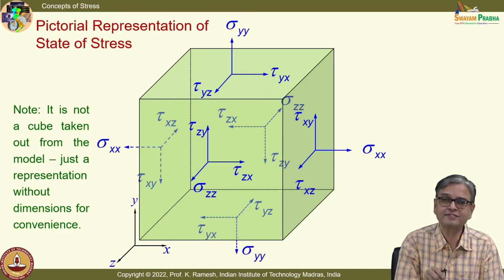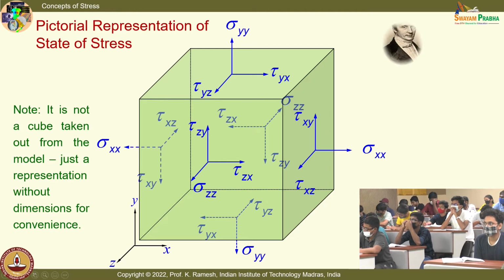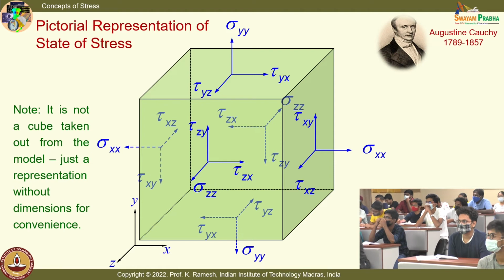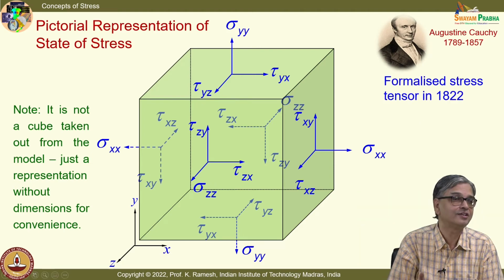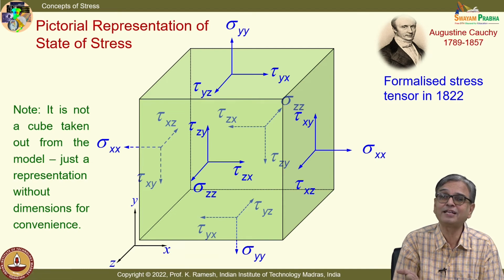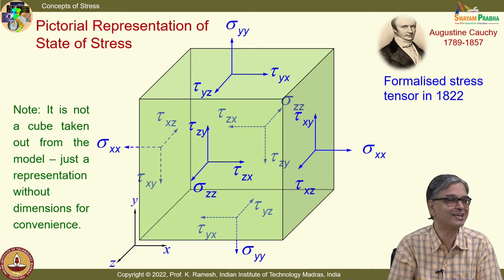The length of each side is 0. It summarizes what happens at a point of interest, and the credit goes to Cauchy, and it is also very interesting. He developed this in 1822. So, we are celebrating the bicentennial. This is 2022. So, what happened 200 years back, we are learning it today.